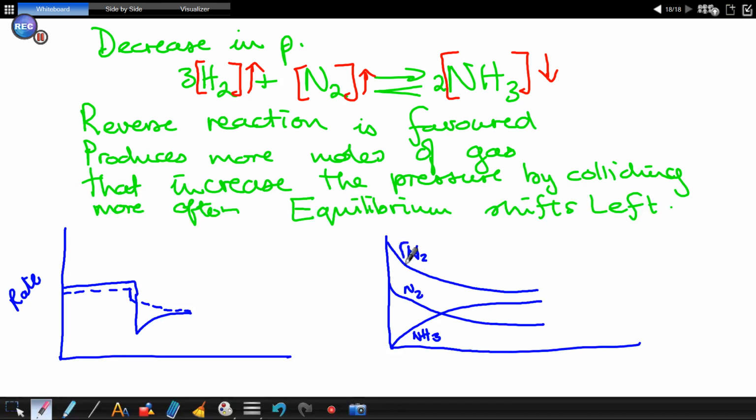No, what happens to the concentration of all three gases when the pressure is decreased? All three will go down a little bit. Then nitrogen will go up, am I right? Yes. And hydrogen will go up, am I right? And ammonia will go down.